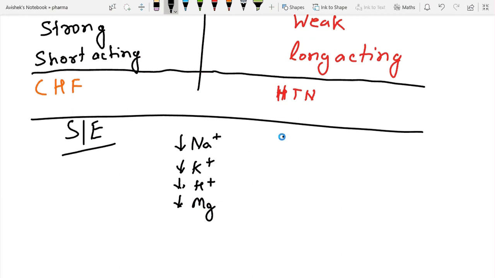But something they will gain. What will they gain? They will gain sugar, they will gain lipids, they will gain uric acid.